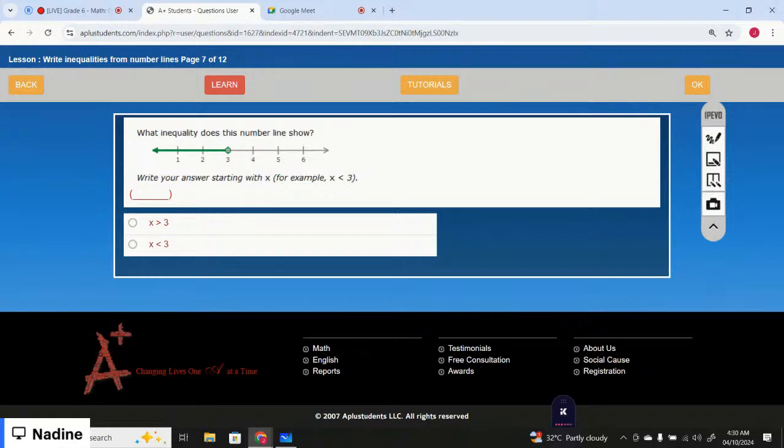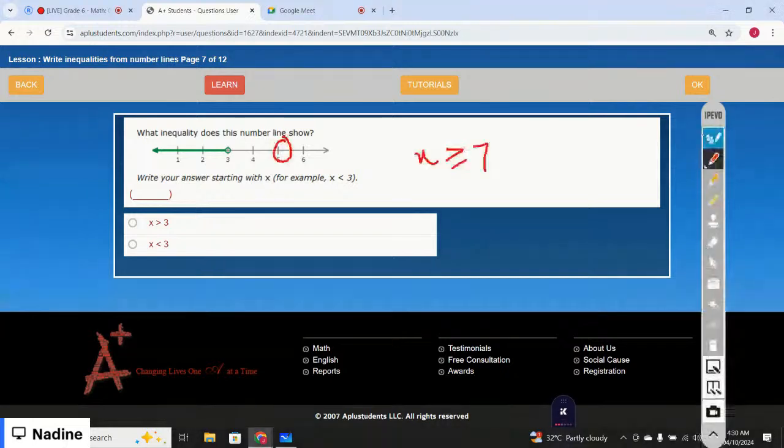What inequality does the number line show? Two things you need to learn here. One thing is whether it is an open circle or a closed circle. For this one, that is an open circle. The second thing you need to see is which side the arrow is pointing on. The arrow is pointing on the left of 3.